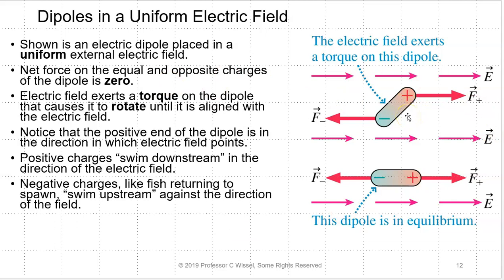The net force on the equal and opposite charges of the dipole, of course, will be zero because they'll cancel out. But the electric field can exert a torque on the dipole that will cause it to rotate until it's aligned with the electric field. Notice that the positive end of the dipole is in the direction in which the electric field points because positives like to swim downstream. The electrons love to swim upstream. So the negative charges are like fish returning to spawn. They swim upstream against the direction of the field. And the net effect of this is to cause this to align in this way, where the positive charge is in the direction of the electric field and the negative charge is pointing upstream.